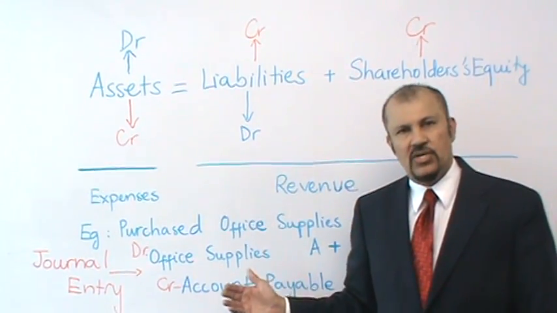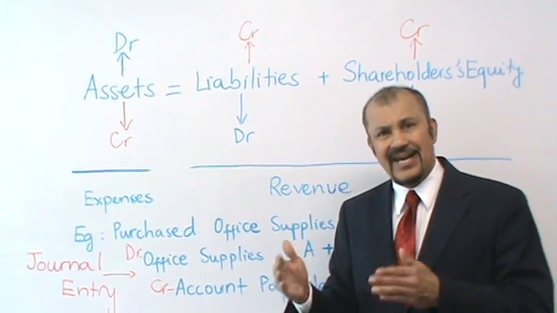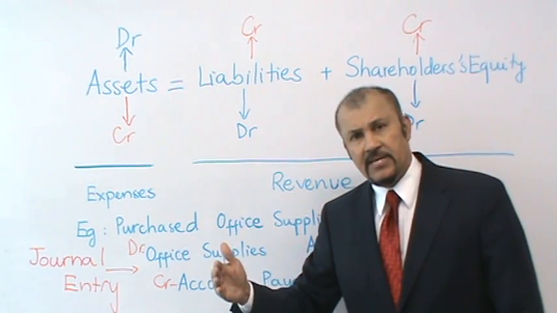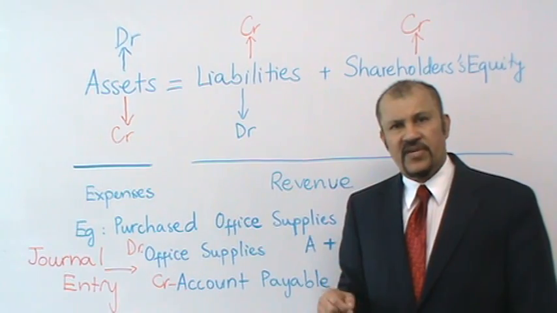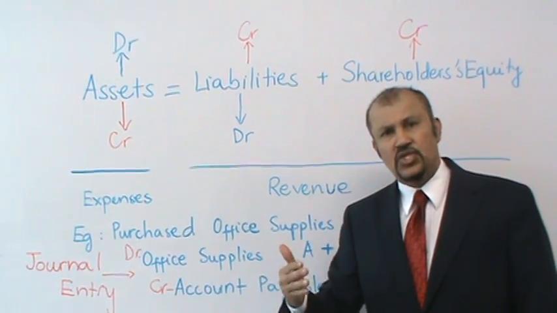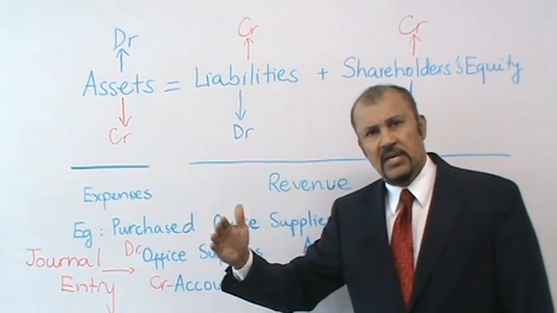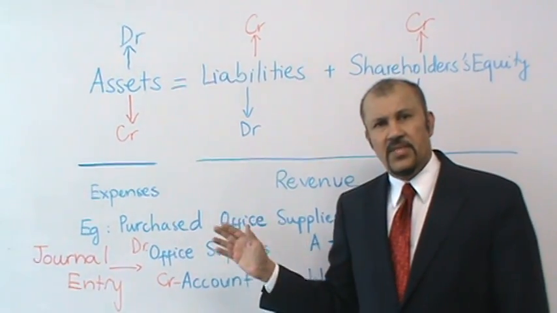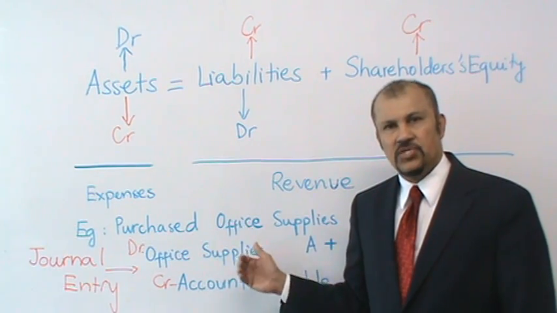Why not cash? Because the transaction said you are purchasing office supplies on account, which means you are purchasing these office supplies on credit. If you're purchasing it on credit, there is no exchange of cash at this moment when you're making the purchase. The exchange of cash comes later when you make a payment, and that's a separate transaction, and we'll have a separate record-keeping entry for that. So again, the two accounts affected are office supplies and accounts payable.